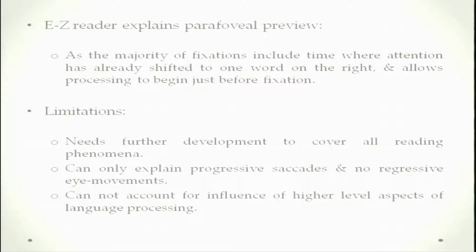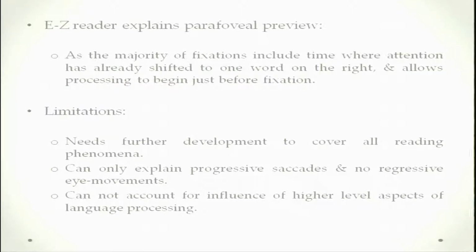I'm skipping the SWIFT model of reading. Easy Reader is a good model that explains a lot of things, and I've used it to describe the different intricate processes involved in reading sentences or words. There are obviously some limitations as well. It needs further development to cover all the reading phenomena. There are so many other things that happen in reading, and I've not gone into a lot of detail about those.